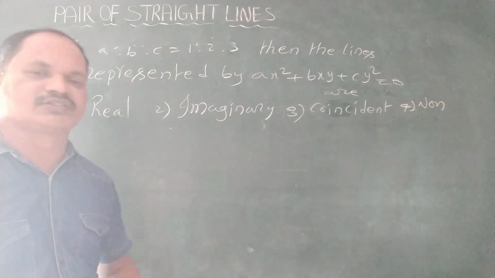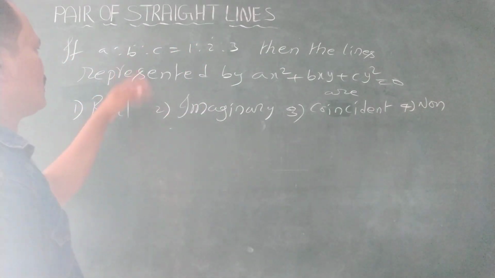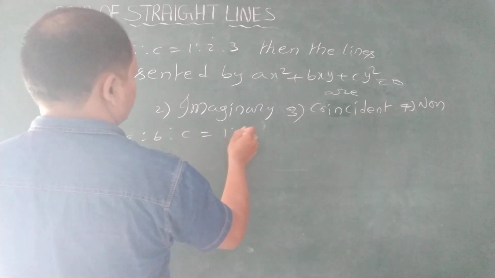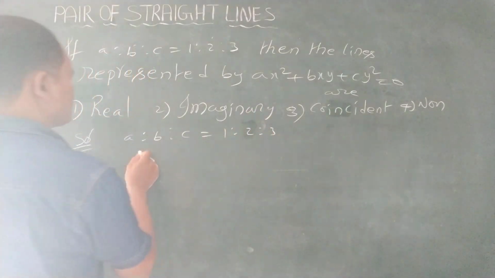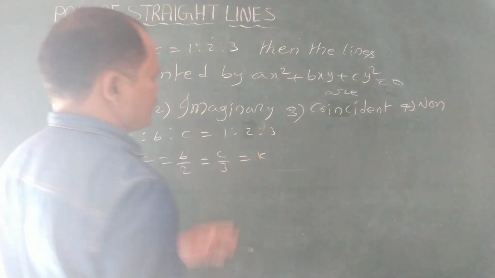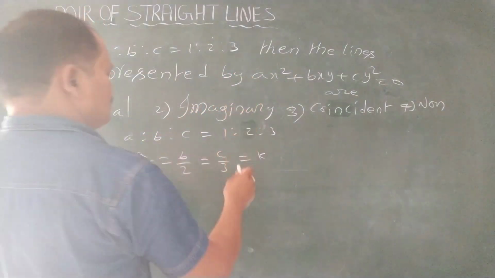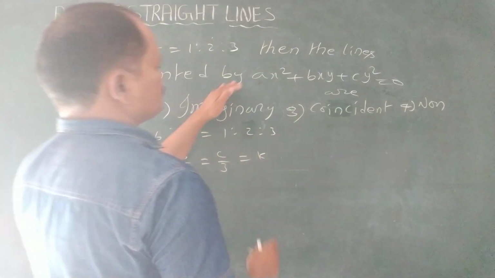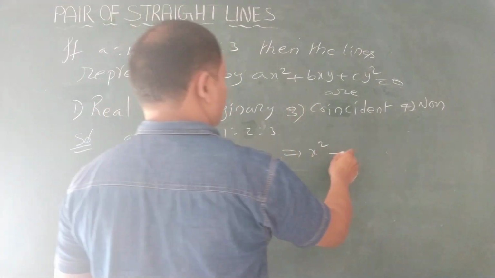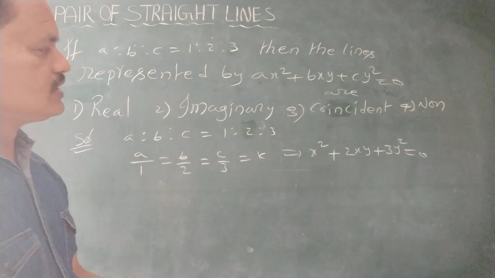Yes, again this question also depends upon the nature of pair of lines. Now observe the given condition. Solution: a is to b is to c is equal to 1 is to 2 is to 3. That's why you have to take the ratio a by 1, b by 2, c by 3. Suppose we take it as k and substitute it. That means a is k, b is 2k, c is 3k, so k is common and cancelled. Then a is 1, and it gives x square plus 2xy plus 3y square is equal to 0. That's all, so that is the equation.